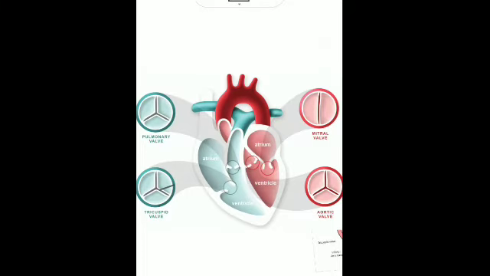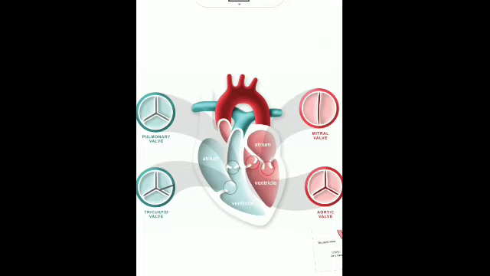Then the bicuspid valve or the mitral valve is present between the left atrium and the left ventricle. This particular valve that you can see is present between the left atrium and the left ventricle, and it allows the blood to flow from the left atrium to the left ventricle and prevents the backflow. Then talking about the pulmonary valve, it is a semilunar valve, and it lies between the right ventricle and the pulmonary artery. Is it clear?